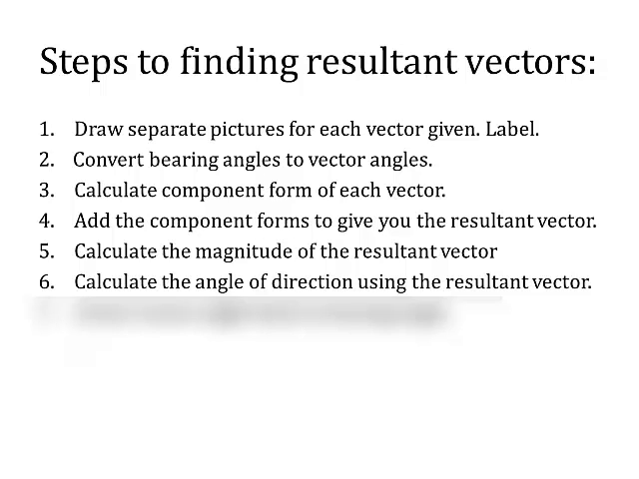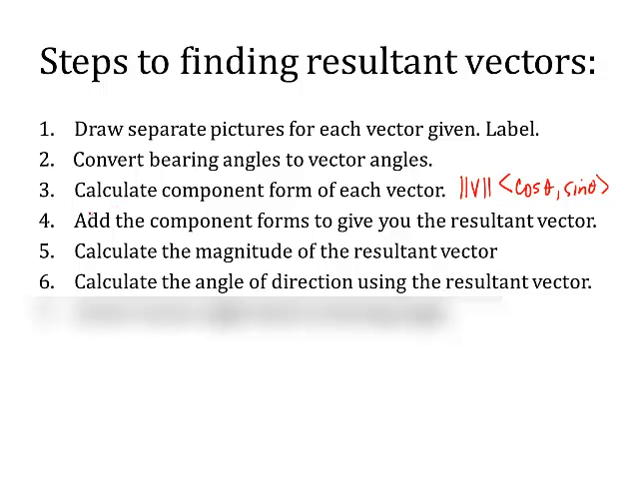First, draw separate pictures for each of the vectors, label the angle, and label the magnitude of each. Second, convert any bearing angles that are given to vector angles. Calculate the component form of each of the vectors. Remember, that's with the cosine and sine stuff. Remember this equation we just used?